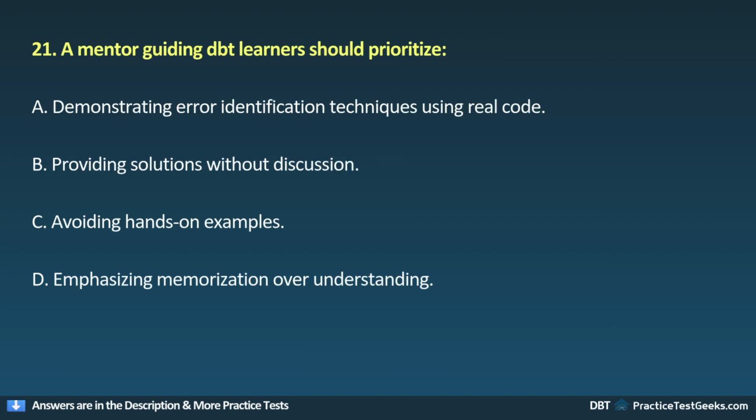21. A mentor guiding DBT learners should prioritize: A. Demonstrating error identification techniques using real code. B. Providing solutions without discussion. C. Avoiding hands-on examples. D. Emphasizing memorization over understanding.